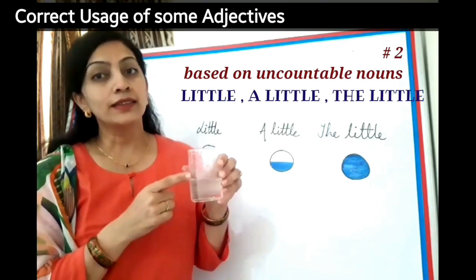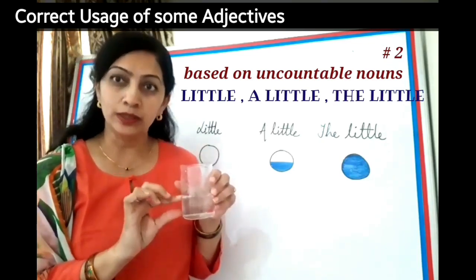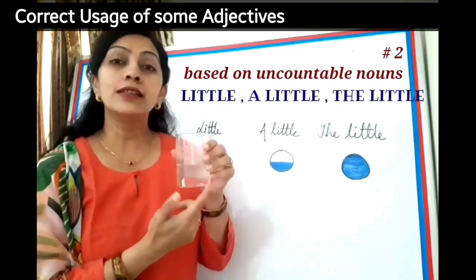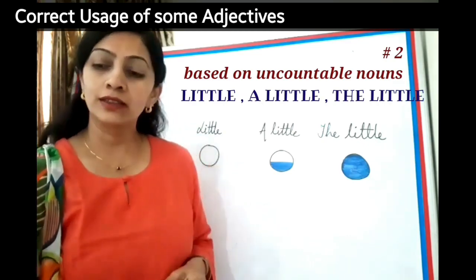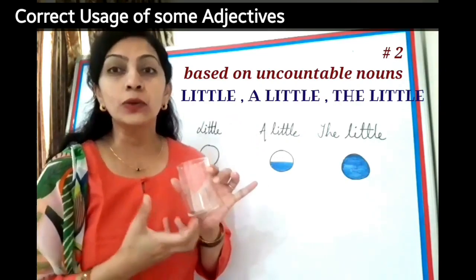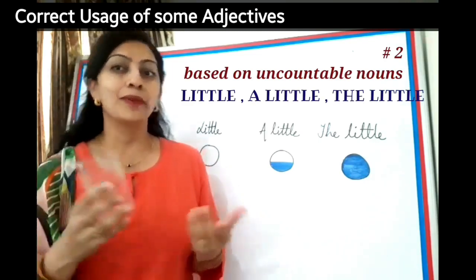Now I say that there is a little water in the glass. There is little quantity, but it is sufficient. Now, the little water which was there in the glass was thrown by me. That is, the entire quantity that was there in the glass was thrown by me.